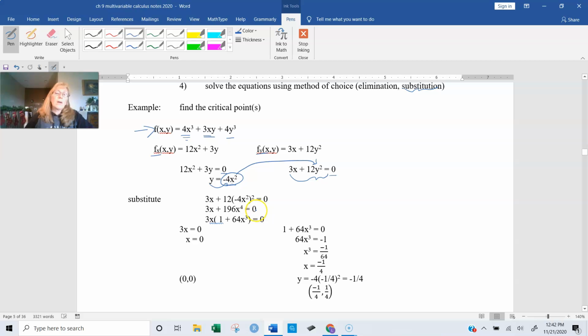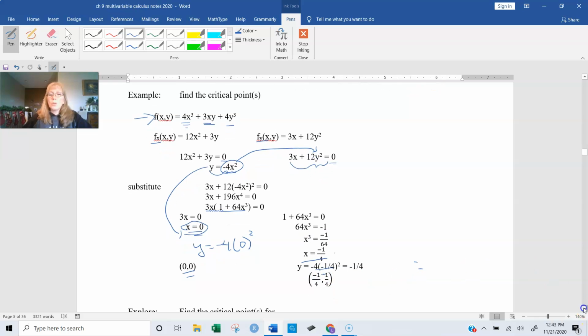So we're going to take this and plug it in for the y value in the second equation and solve for x. Here I'm going to factor out a 3x, giving me 1 plus 64x cubed. Well, this means x equals 0 here. Subtract, divide, and take your cube root, and we got x equals negative 1/4. I plug these values of x into this equation. So y is equal to negative 4 times 0 squared, which gives us 0, so the point is (0, 0). Again, negative 4 times negative 1/4 squared gives us negative 1/4. That should have a negative there. Please fix that in your notes.